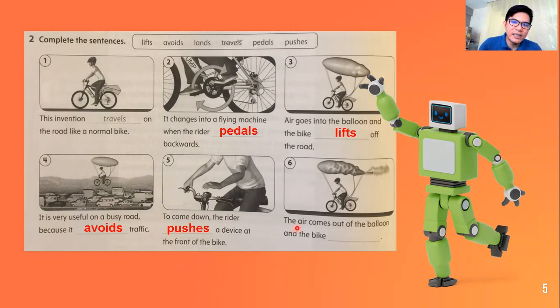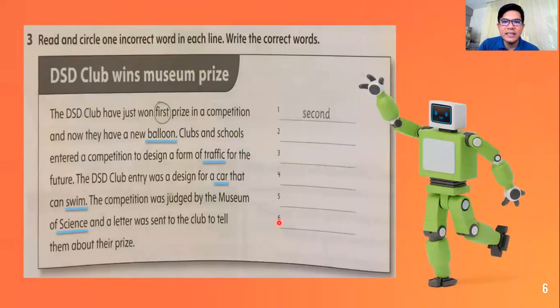And last number, and we have the last word, the air comes out of the balloon and the bike lands. The air comes out of the balloon and the bike lands. All right. That's for our exercise number 2. Let's go to the last exercise, which is writing the correct words.